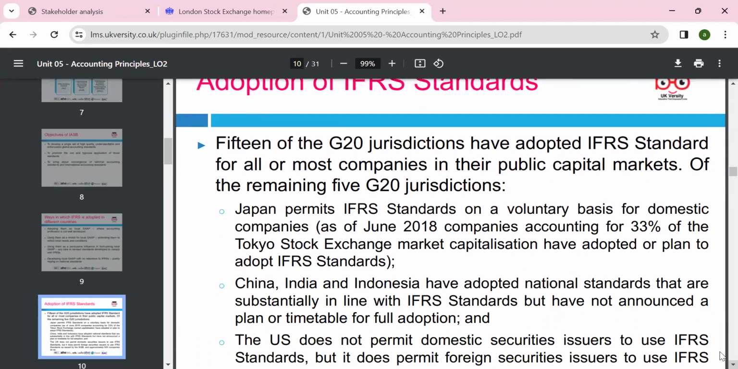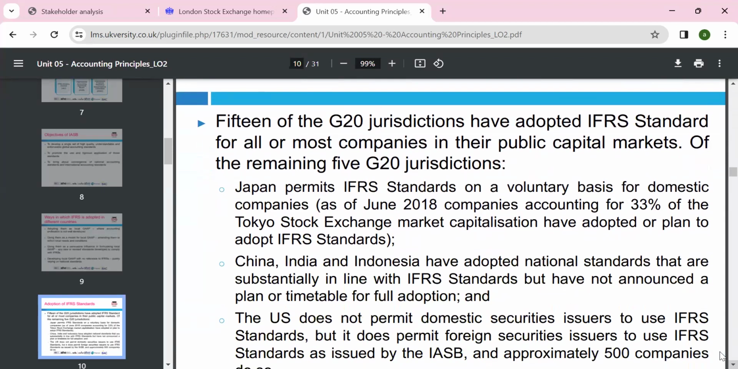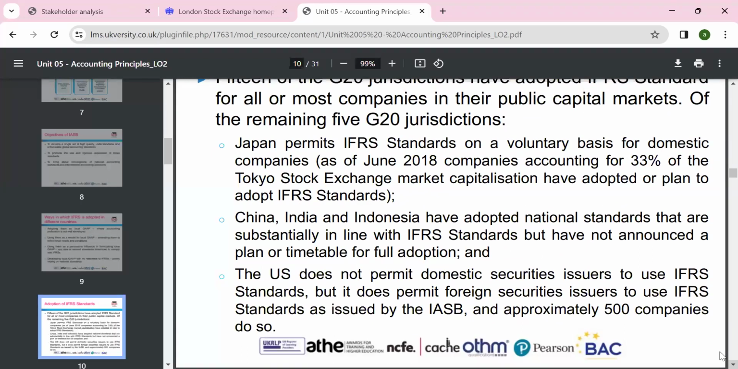The G20 are great nations, the industrial nations, of course the UK, India, Germany and the rest of the world. Yes, these jurisdictions have adopted the international financial reporting standards. All the companies in the public capital market, of course, have to remain in the G20 jurisdiction. Japan permitted IFRS standards on a voluntary basis. Domestic companies accounting for 33% of the Tokyo Stock Exchange capitalization have adopted these standards.